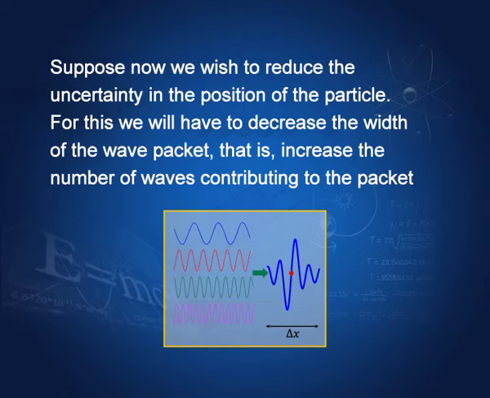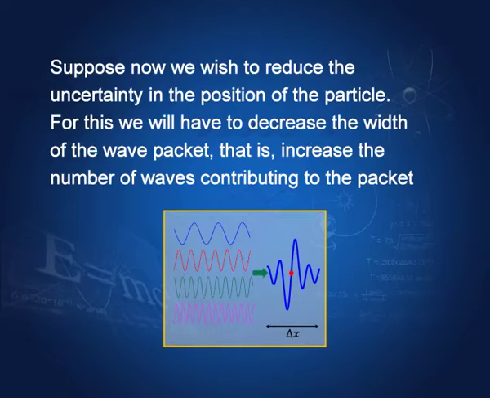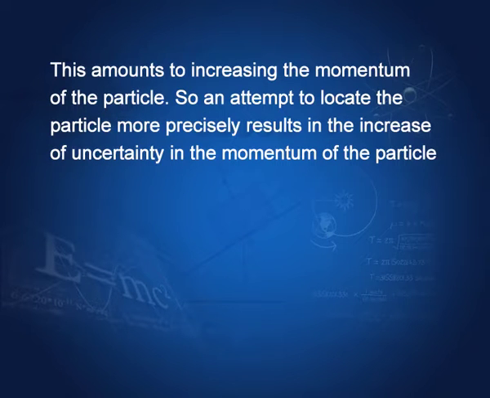Suppose we wish to reduce the uncertainty in the position of the particle. How can we do that? By making this group have a small spread, by reducing the spread of this wave group. If we do that, then we need a larger number of waves to constitute this group, and a larger number of waves means larger uncertainty in momentum. So, as we restrict the uncertainty in the position, the uncertainty in the momentum becomes large.